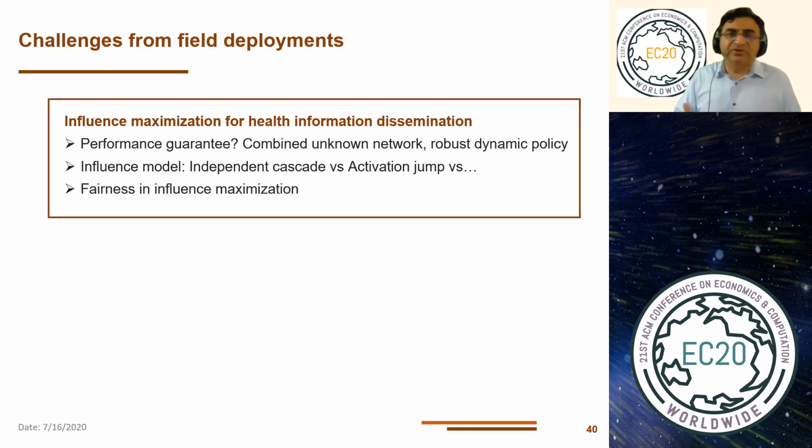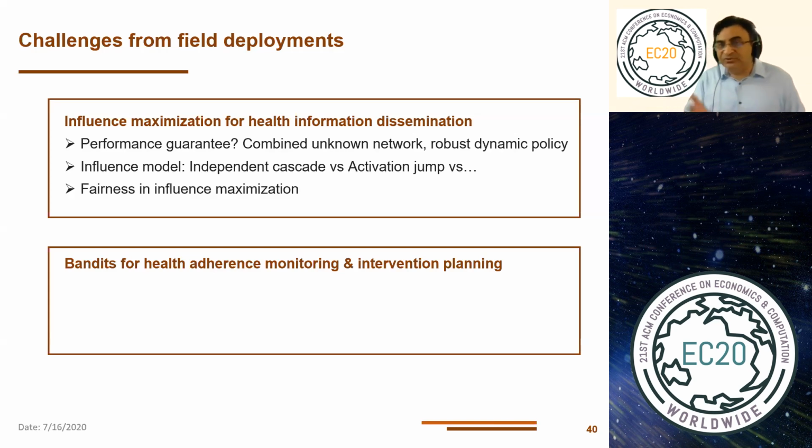First, with respect to influence maximization, are there any performance guarantees that we can provide when we have this combination of an unknown social network and want to have a robust and dynamic policy? What's the right influence model? We've used independent cascade, but the actual data on the ground on how information spreads has led us towards other models. For example, we proposed this activation jump model for A-RMAB 2018, that sometimes seems to do better. So understanding the right model and fairness in influence maximization is, of course, a key challenge.